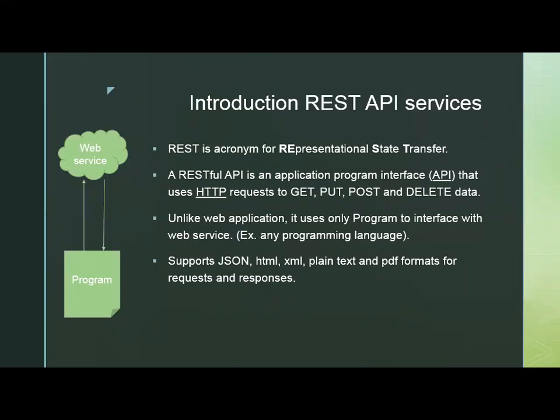Introduction about the REST API services. REST is the acronym for Representational State Transfer. In general, you can consider it the application program interface, which is called the API, that uses HTTP requests to get, put, post, and delete data. The main difference between the browser and the services is that a browser is a UI only, where you access a URL, but this is a web service. You can interact with the web service only with a program. It can be written in any language such as Java, Perl, Python, Ruby, and so on. So we can interact with this web service only with a program.